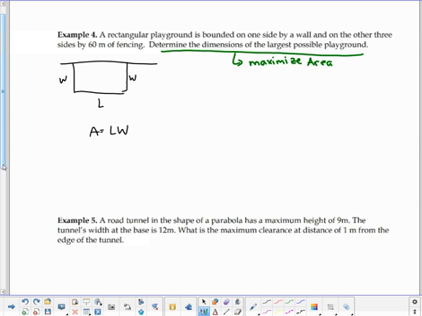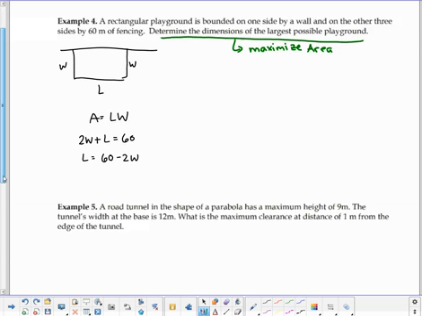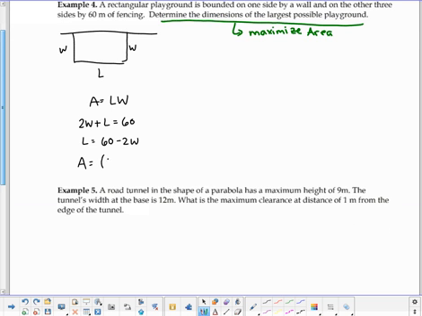60 meters of fencing. So that means 2 widths plus 1 length equals 60. It's easiest to rearrange for who? The length. So subtract the 2w to the other side. You can write it as negative 2w plus 60. I'm going to do this one this time to show you how we still have to rearrange it. So if I wrote it as 60 minus 2w, it doesn't really change it. And so now we can replace our length with 60 minus 2w. So length times width. I'm replacing my length with what length equals.